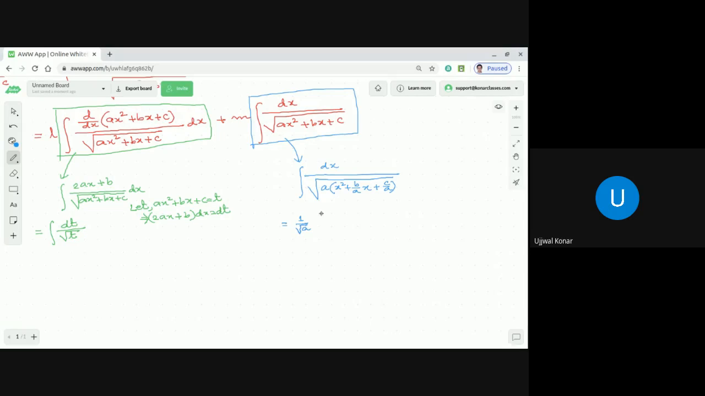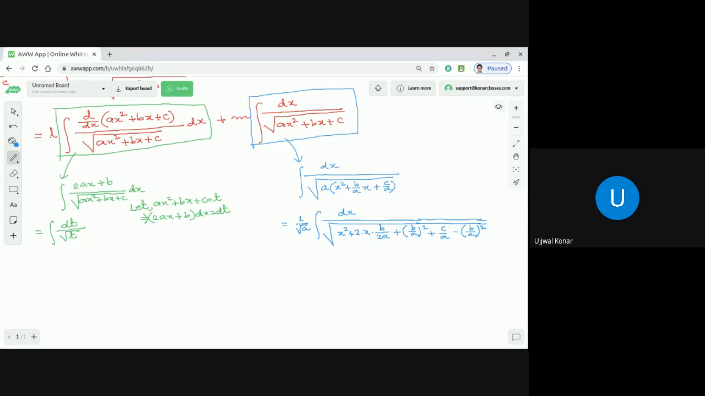Let me take it out. So integration dx by square root of: x square plus 2 into x into b by 2a. Correct or not? Because actually it is b by a into x; to adjust this, I multiplied by b by 2a as 2x is there. Plus, we are introducing (b by 2a) whole square, plus c by a minus (b by 2a) whole square. Sorry, it is (b by 2a) whole square.